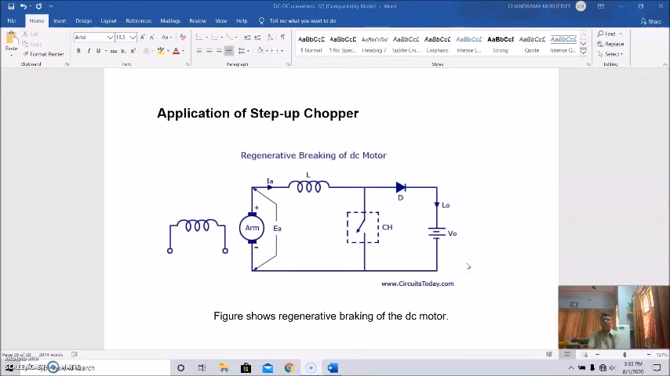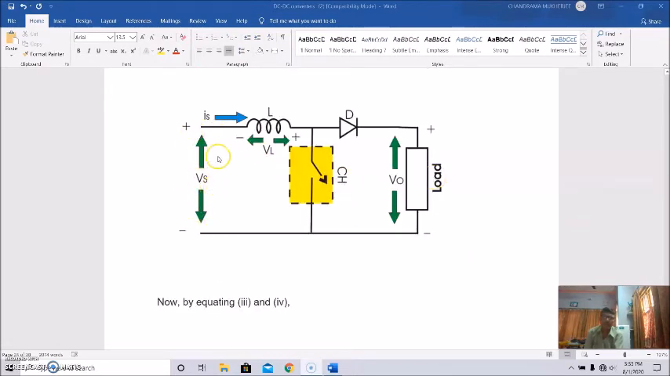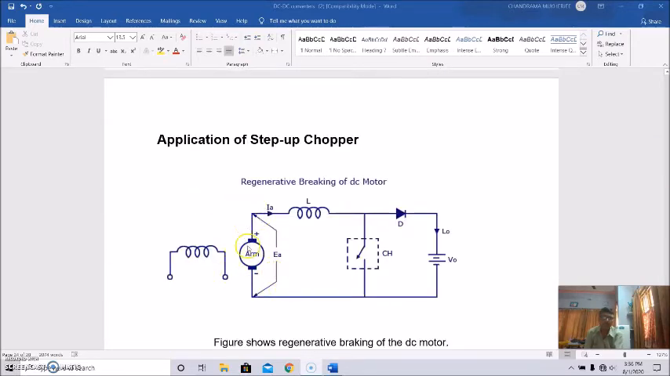Now we'll discuss an application of the step-up chopper: regenerative braking of the DC motor. Let's say this is the circuit diagram of the regenerative braking of the DC motor. This is a separately excited DC shunt motor, and this voltage EA, the back EMF, will act as the source voltage. The rest of the circuit diagram is the same as a step up chopper. Here, instead of VS, we are connecting this DC motor for its regenerative braking purpose.